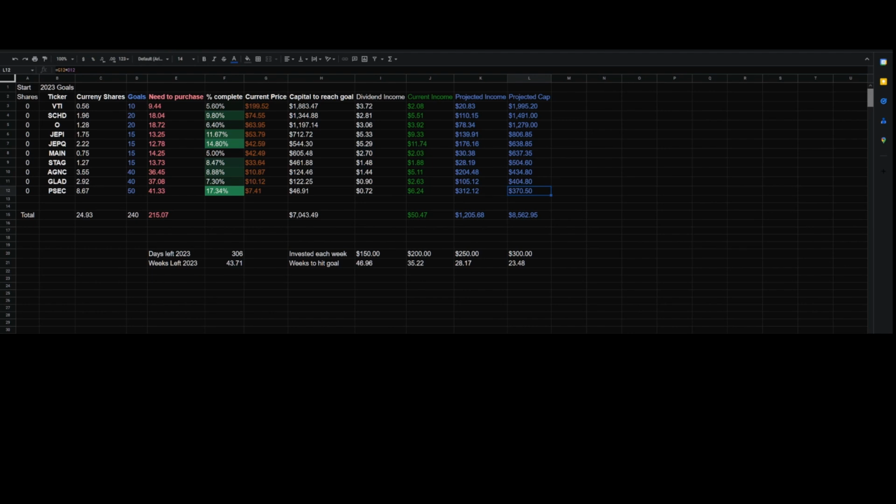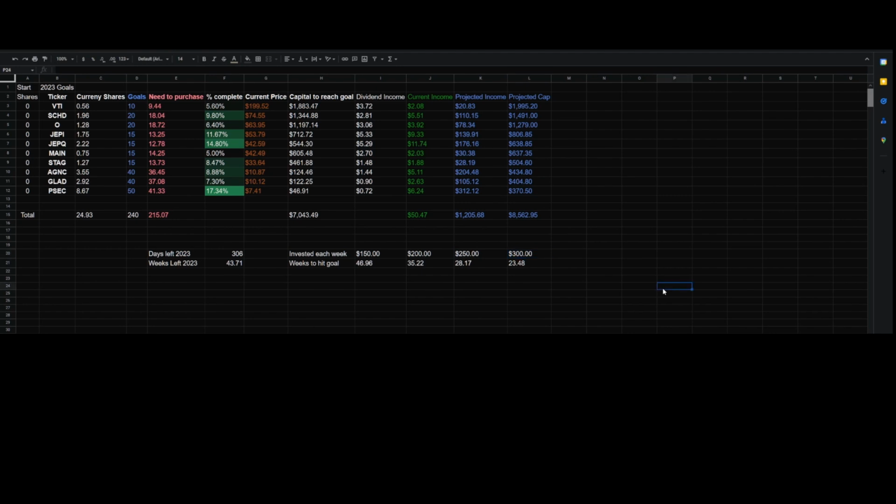hit the 100 goal. And then also, if we look here, I did a couple other projections here at the bottom, so you can see here days left, weeks left. So in the year, we still have 306 days in the year. We have 43 and some change weeks left in the year, so plenty of time to get it done. And this is if I was to take $150 a week, $200 a week, $250 a week, or $300 a week, right?